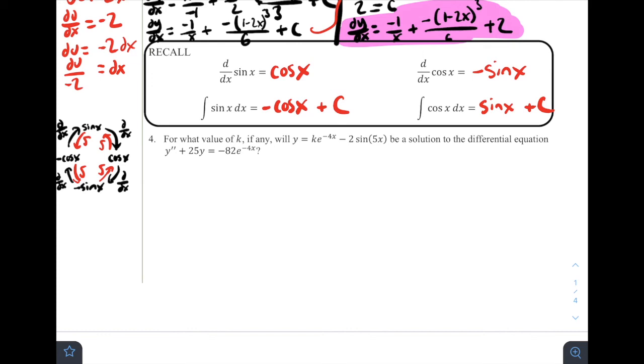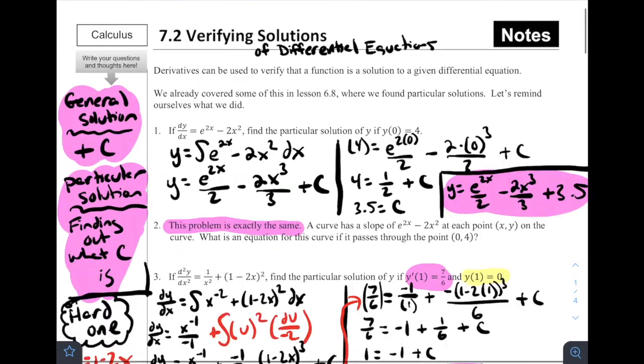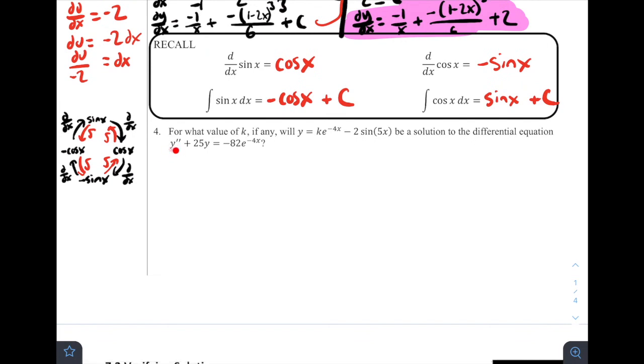What we'll notice first is they're giving us a differential equation where the second derivative plus 25 times our y needs to equal something. If I'm going to verify the solution, which is the title of these notes, I need to plug both the second derivative and our y equation into this equation to find out what the k value needs to be. So the first thing I'm going to do is take the first derivative of this equation.